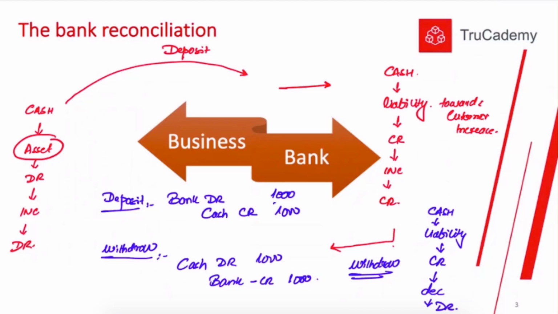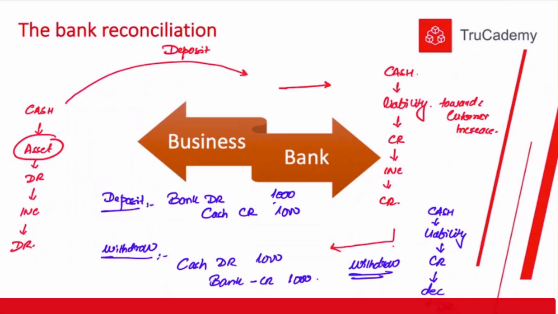And when they take back money from the bank, the cash in hand will increase. So the cash book is always prepared from the business point of view, and the bank statement, as it is prepared by the bank staff, will always be prepared from the bank's point of view.